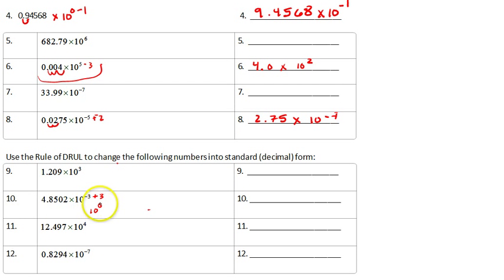My exponent goes up, I need to move to the left. So I'm going to go to the left 3 spaces because I'm adding 3. So 1, 2, 3. Put your zeros in, and you get 0.0048502.